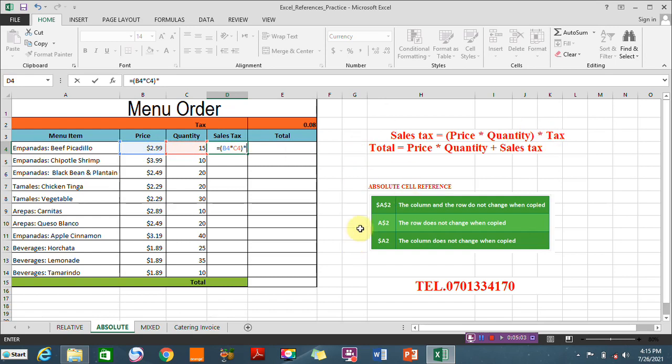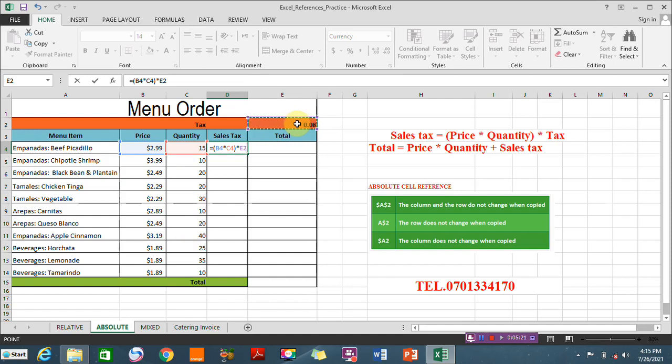Multiply it again by the tax. Remember the tax is indicated up here, which is 0.08. But that means that we are going to be multiplying this tax by all these other values. These other values are changing, but the tax doesn't change. So we have to make it absolute.